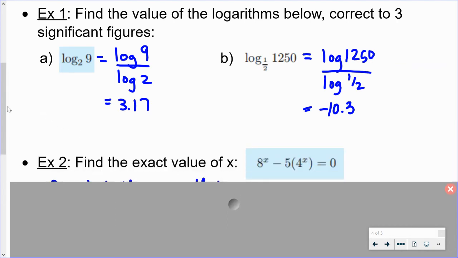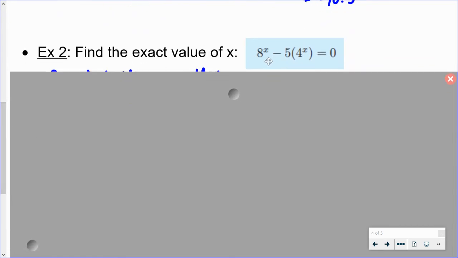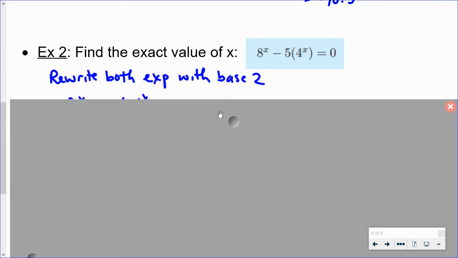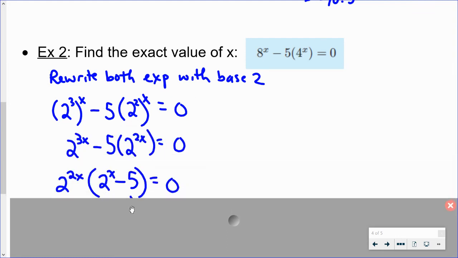Okay. I can also use it in some slightly more complicated problems. So in this case, I'm trying to solve for the value of x. And the first thing I'm going to do is rewrite these as powers with the same base. Okay, so I might think, I don't need my calculator. I'm going to rewrite this. So I rewrite 8 as 2 to the 3. I rewrite 4 as 2 to the 2. I do a little bit of simplifying.